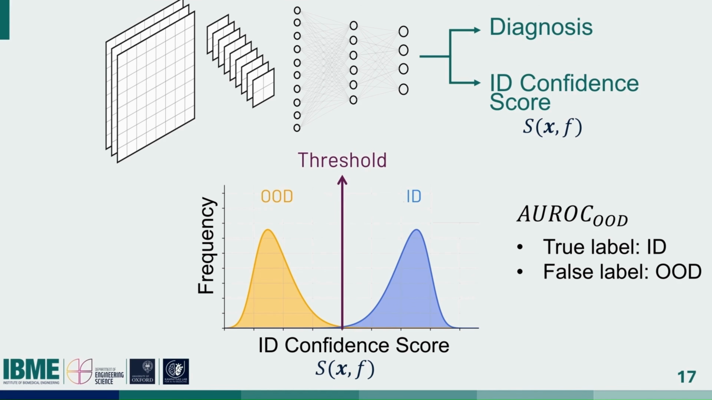We can use metrics such as AUC, which is area under the ROC curve, which is a threshold independent metric, which evaluates how good our confidence score is at separating ID from OOD inputs.